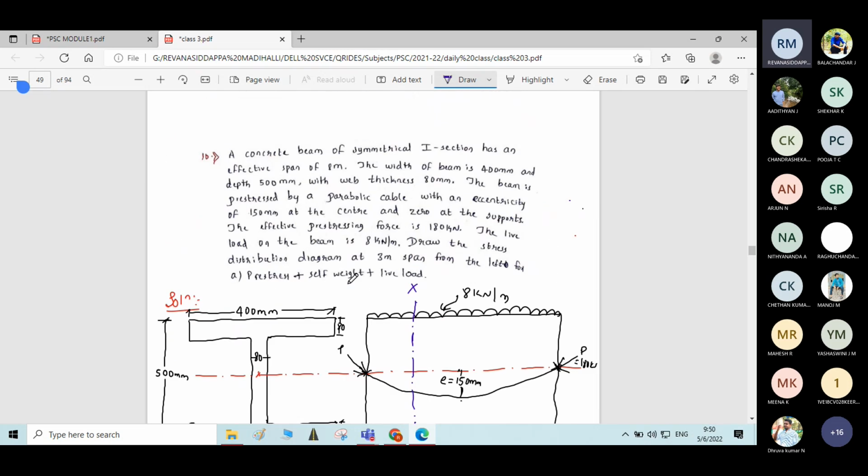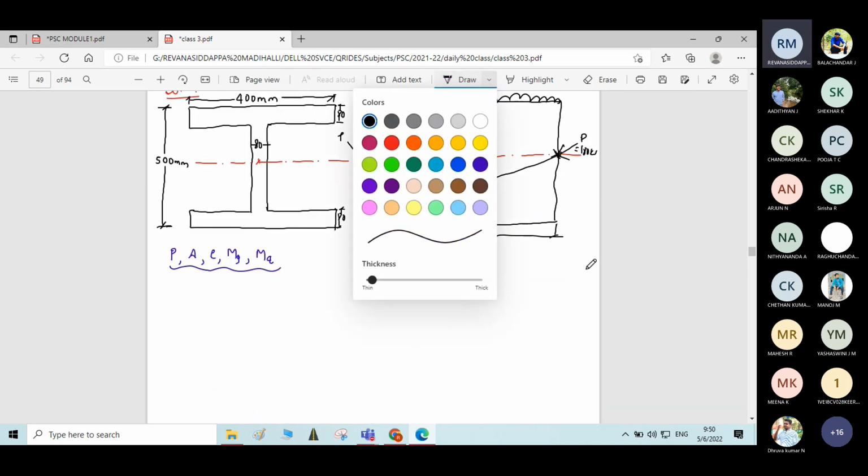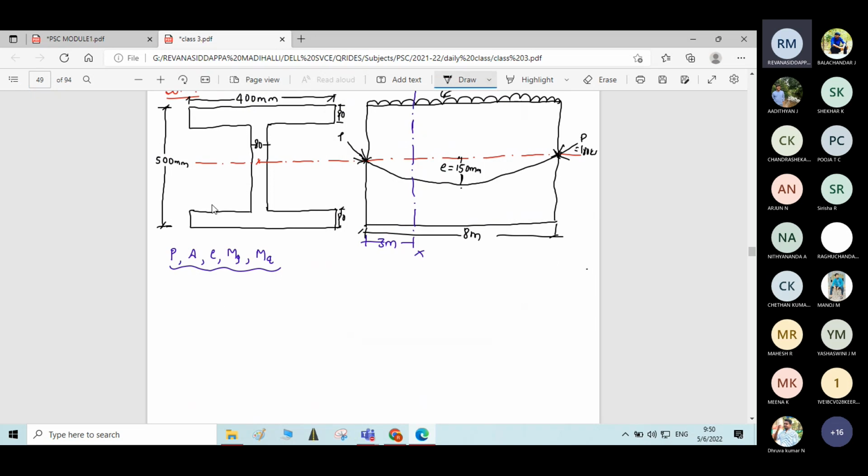Prestressing force P, it is given. How much is it given? 180 kilonewton. Okay, whatever is given, we will take. If it is not given, we will calculate. Prestressing force P is equal to how much is given? 180 kilonewton. Nothing but 180 into 10 power 3 Newton. Okay. Then area of cross section.